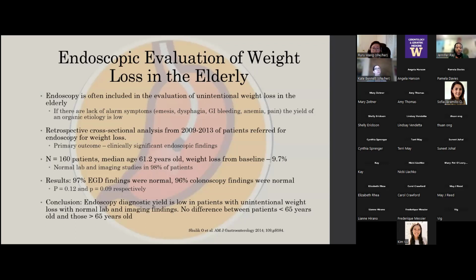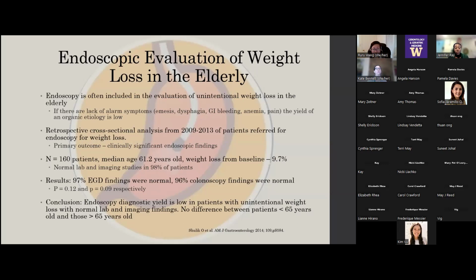This is a retrospective cross-sectional analysis I found, again looking at patients with weight loss, mainly wanting to see if they found anything endoscopically. They found that around 160 patients, around age 61 years old, had about a 9.7% weight loss from baseline. These folks had normal labs and normal imaging in 98% of patients, and they found basically nothing in the upper scope and the colonoscopy.